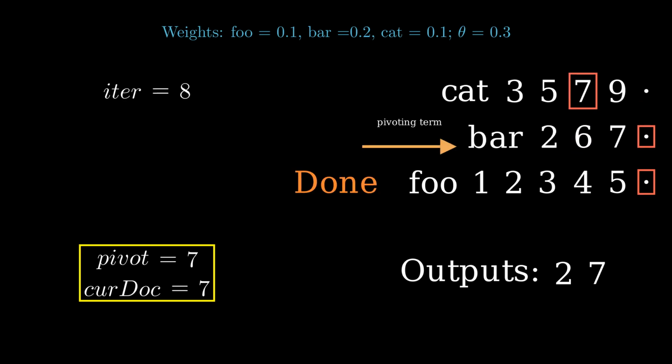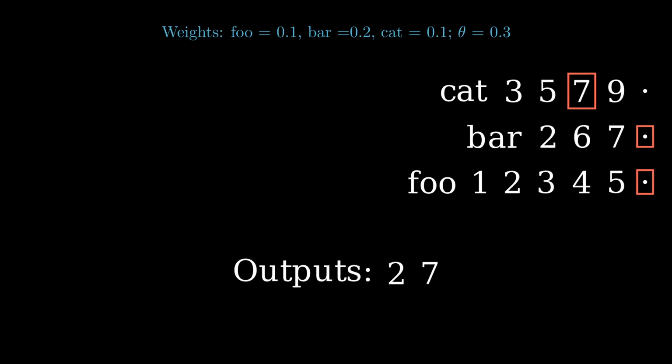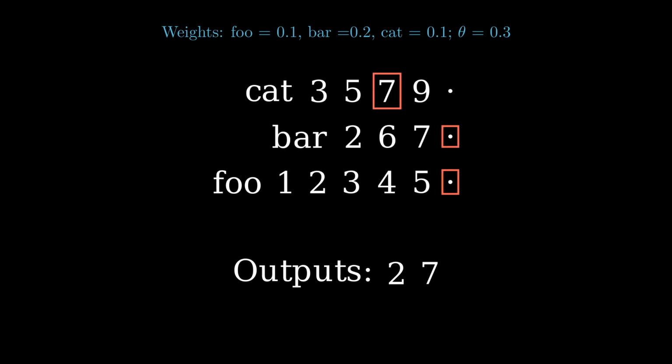Finally, in this iteration we cannot find a valid pivot. This indicates we are done. The algorithm returned documents 2 and 7 as matches.